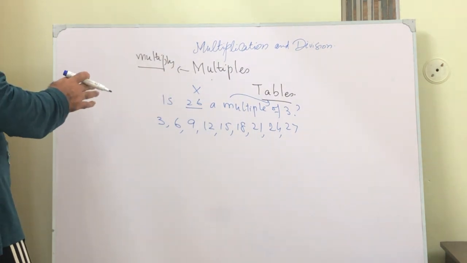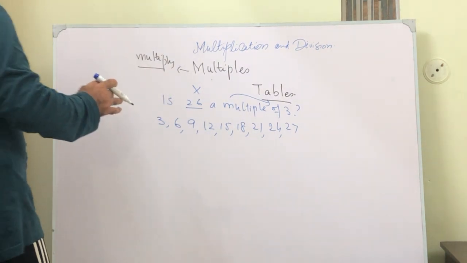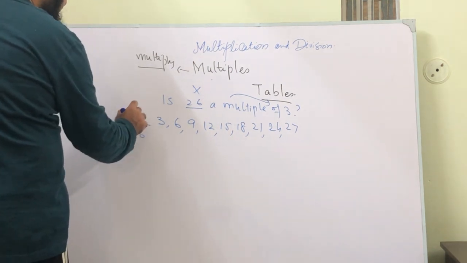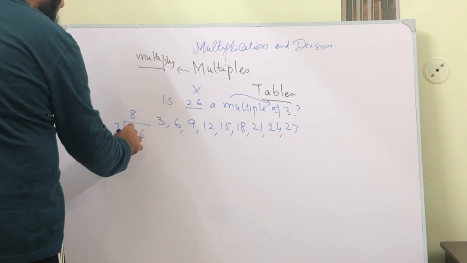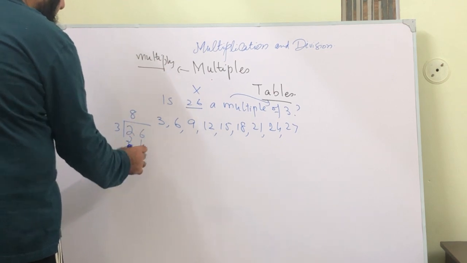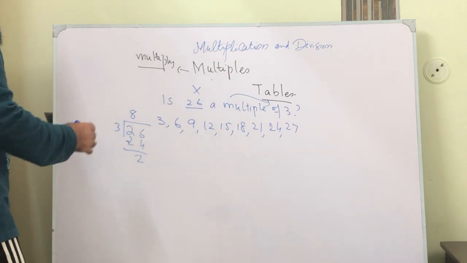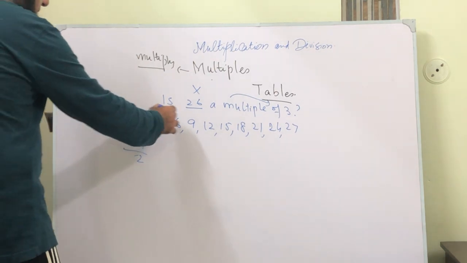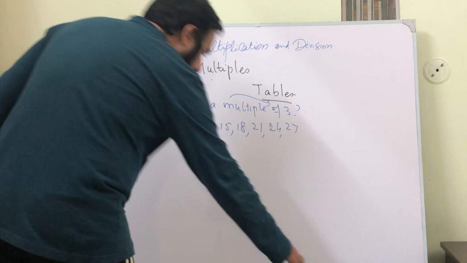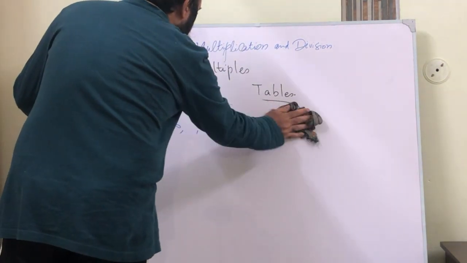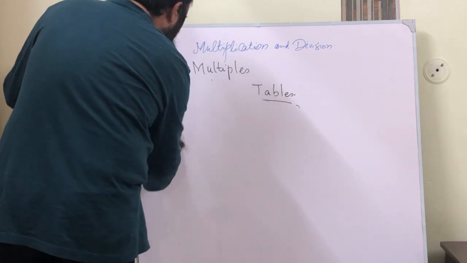Another way to solve this question is that when we divide 26 by 3, we get the remainder 2. If the remainder is 0, then we can say that this is a multiple. This way is also correct. Okay, now we move ahead.